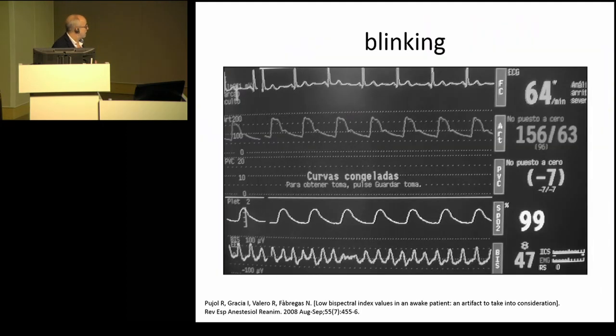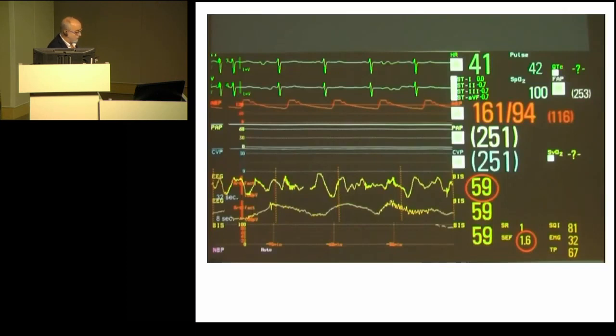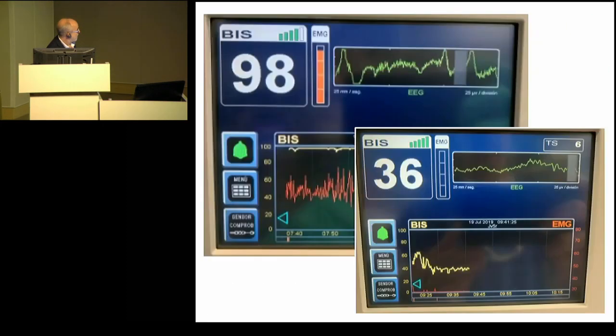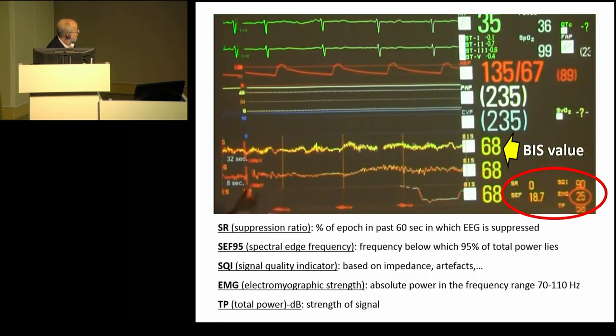If you see, for example, in the EEG, these delta waves with alpha spindles. Another example, delta wave, alpha spindles. Another example, delta waves. These are more than alpha, these are probably beta, so the BIS value is a bit high, you see.